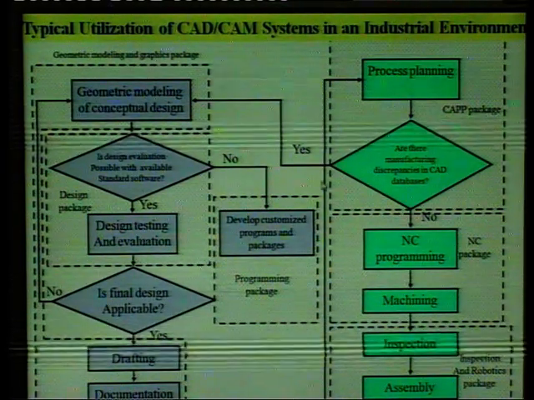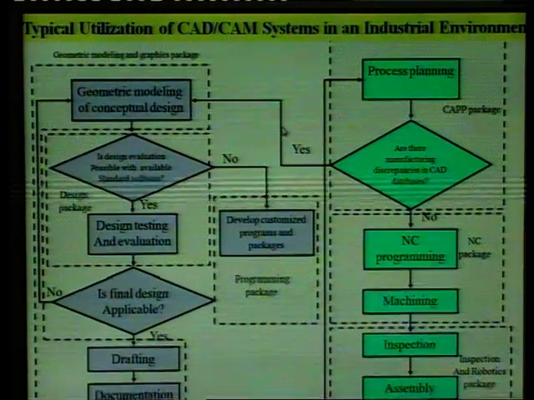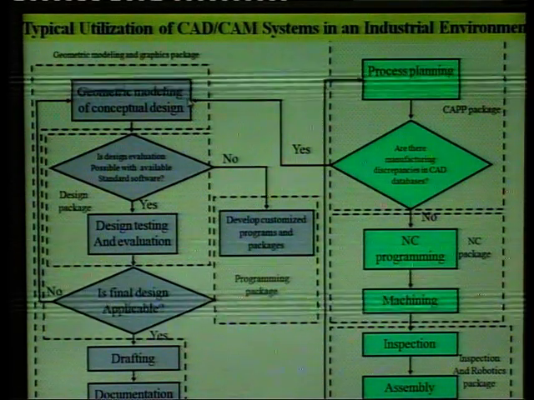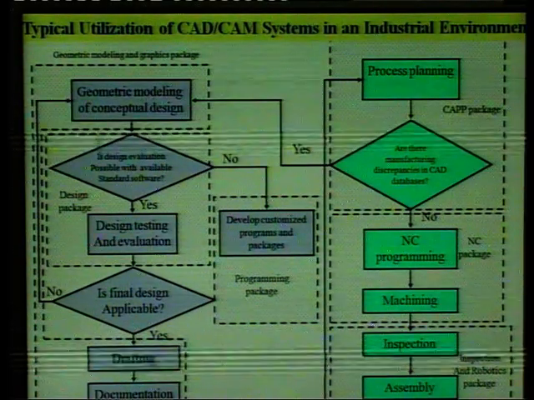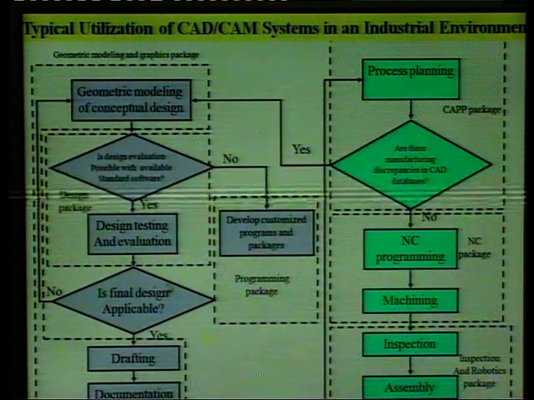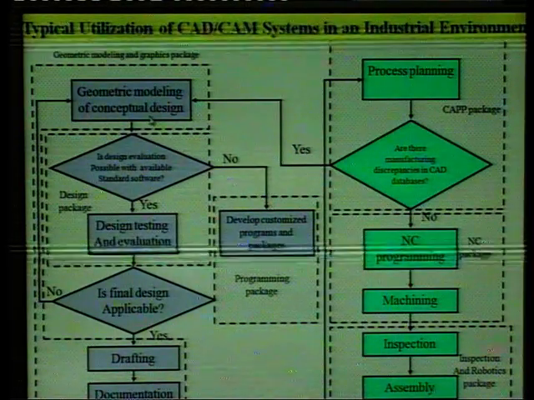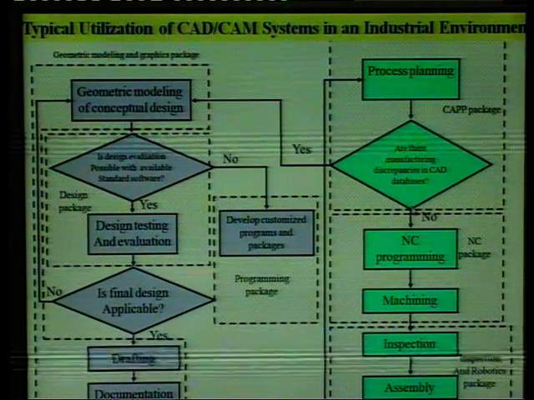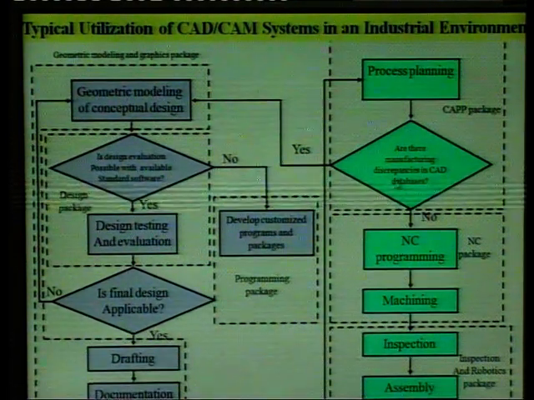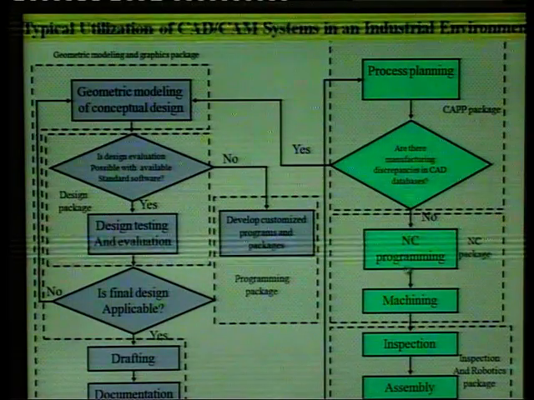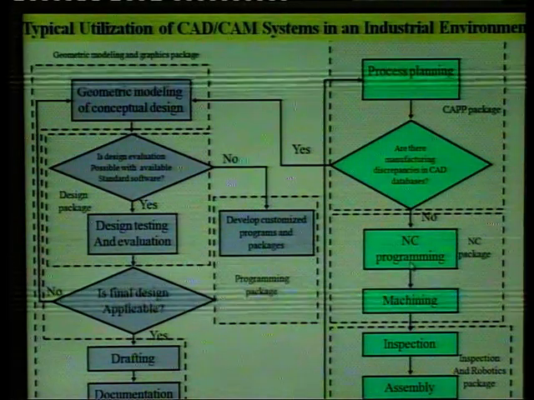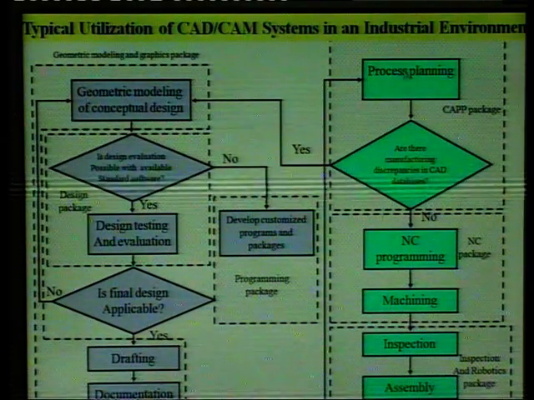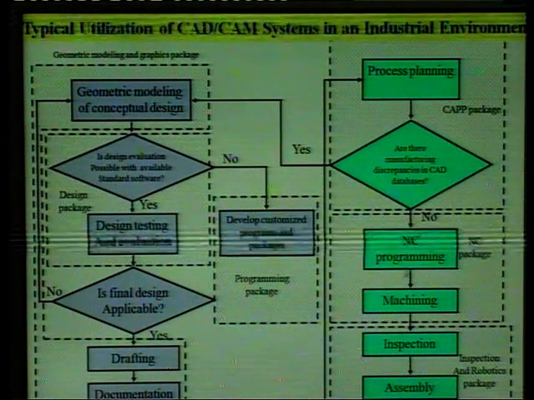In case there are manufacturing discrepancies in the CAD database, the design is again sent back for reconsideration with the proper feedback, and it has to go through the whole CAD process which it has already undergone. And if it is acceptable, if it does not fail at this stage, then NC programming is prepared for each of the NC machines on which different processes, as distributed by the process planner, are carried out.